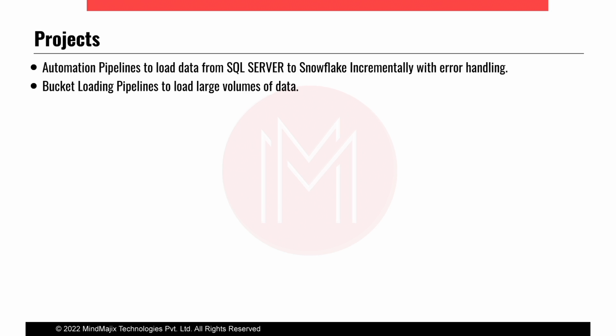And then we'll build bucket loading pipelines. When you have large volumes of data, you'll put a lot of load on the server that causes issues, and the groundplex might be down. In order to eradicate that, we'll build bucket loading pipelines that will break the data into pieces and then load in small volumes. Even for this, we're going to introduce error handling, and then we create logs whenever the pipeline fails.